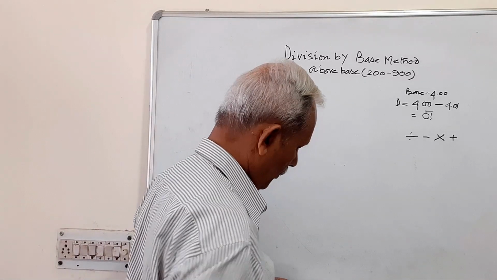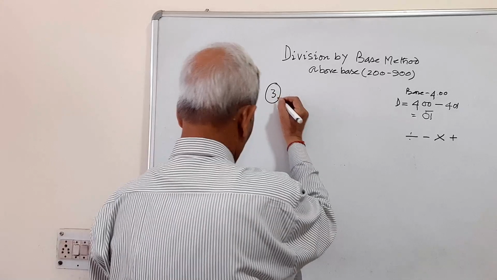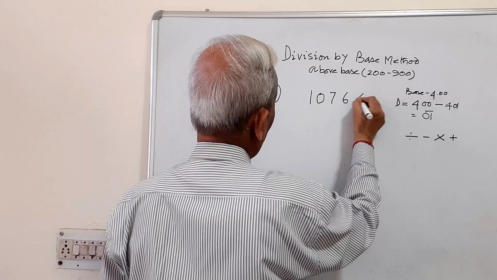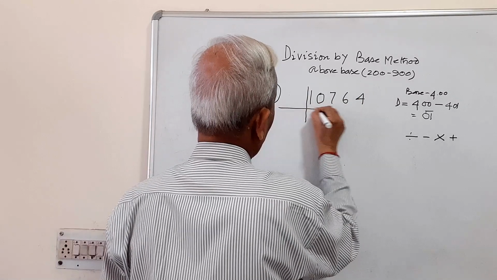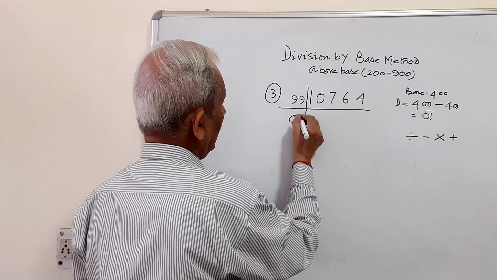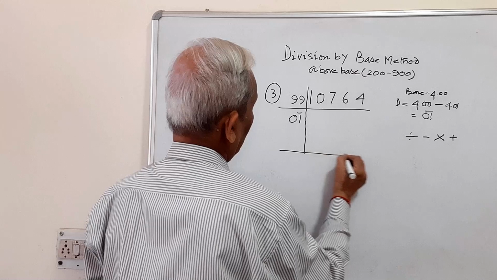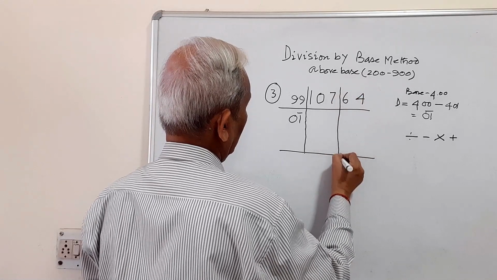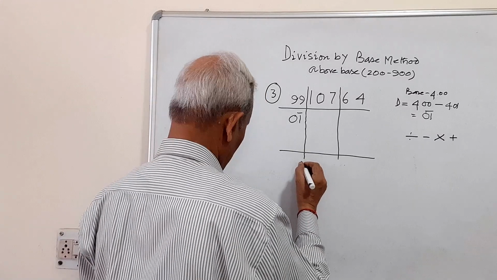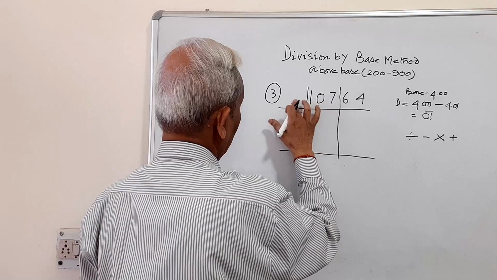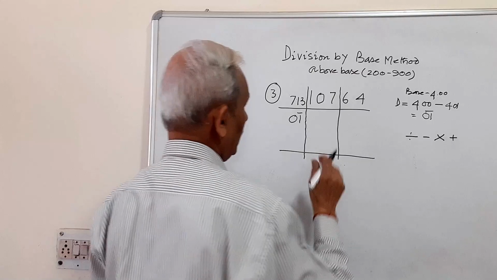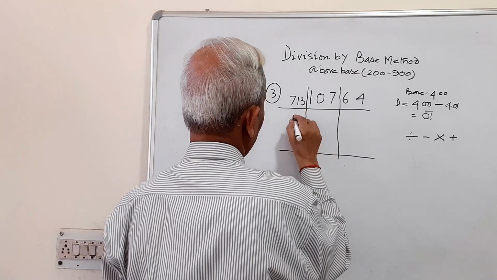Let's do the third problem. 10764 divided by 99. Here it's 01 bar. Put 2 lines. Put 1 line after 2 digits. Now, and here it is 713, not 99. 713. Okay, the 713. So this is your 13 bar.